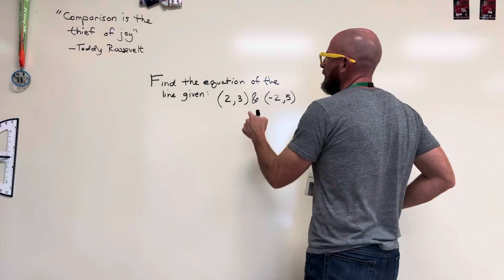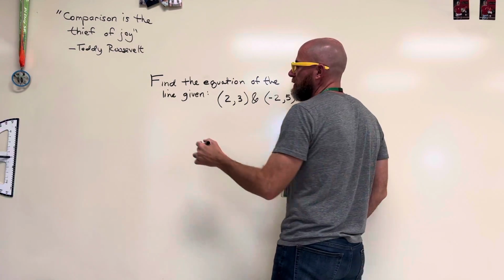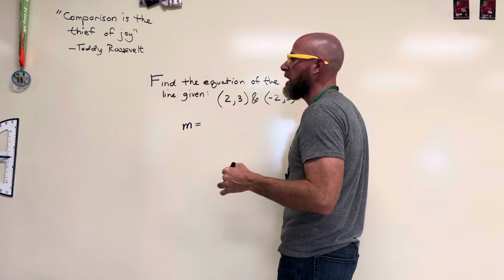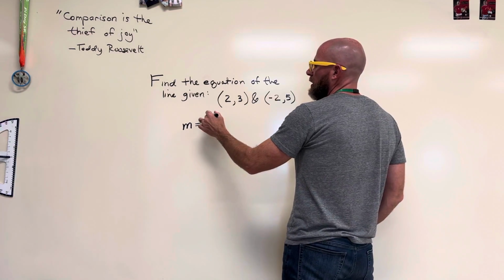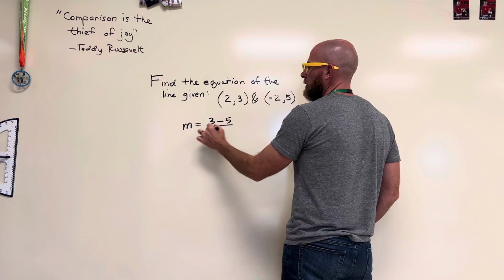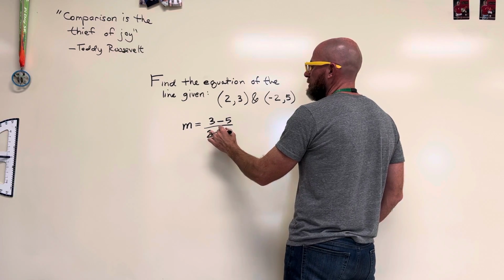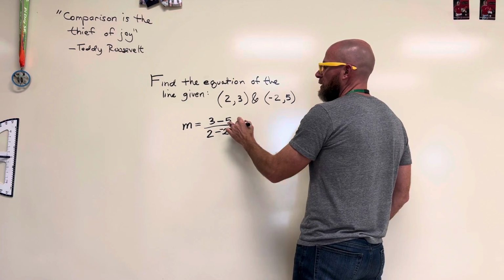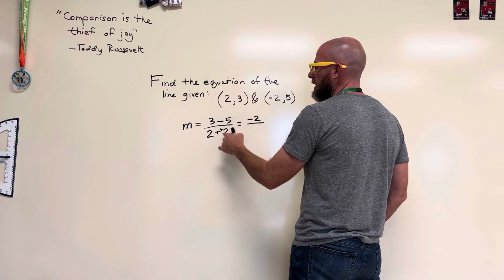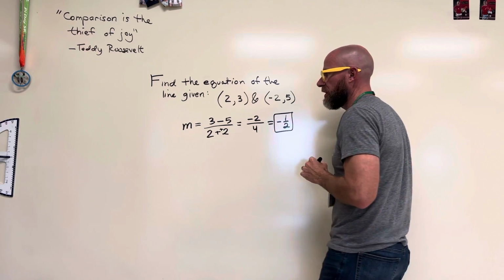So we're going to find the equation of the line given two different points. In order to find the equation of a line, the very first thing you always need is the slope of the line, which is your change in y over the change in x. So pick a point. I'm going to do the y value here minus the y value here over the x value of the first point minus the x value of the second point. And what I get here is -2 over 2 plus a negative, that becomes 4. I get -1/2. This is my slope.